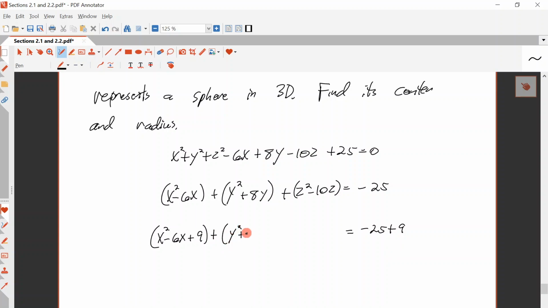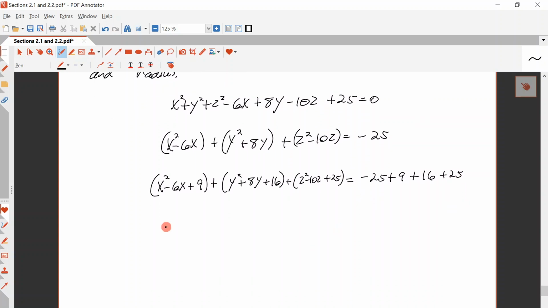Plus y² + 8y. 8 over 2 is 4, squared is 16. So I add 16 on the left and I add 16 on the right to keep the equation balanced. And then over here, z² − 10z, 10 over 2 is 5, squared is 25, so we add the 25 over here. So this becomes (x − 3)² + (y + 4)² + (z − 5)² = positive 25.